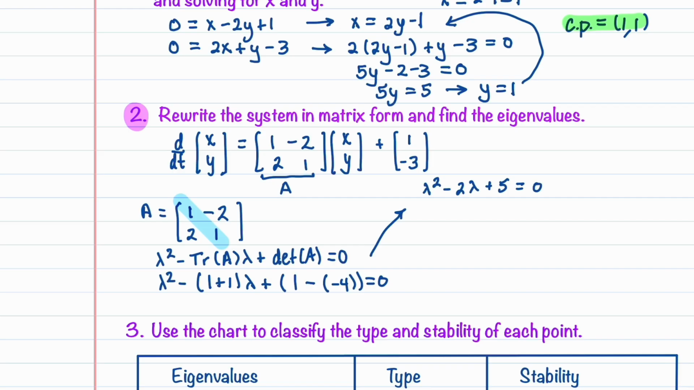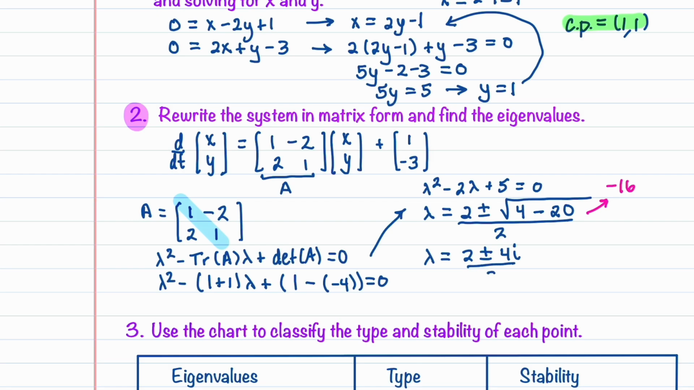We're going to need to use the quadratic formula to factor this. So we have lambda is equal to negative b, so that's minus a negative 2, so we have 2 plus or minus the square root of b squared, that is 4, minus 4ac, which is 20, and we're going to divide this by 2. Lambda then is 2 plus or minus, inside our square root, we are going to have minus 16. If we take the square root of that, we get 4i. So we have 2 plus or minus 4i over 2. So lambda is equal to 1 plus or minus 2i.